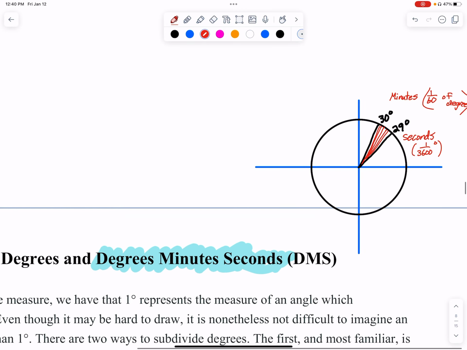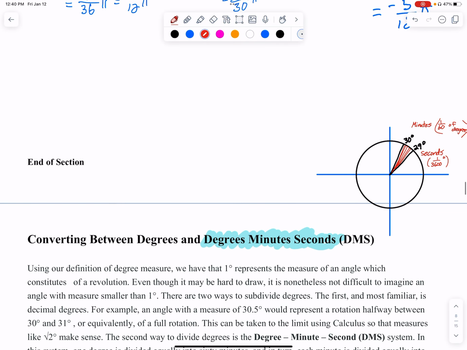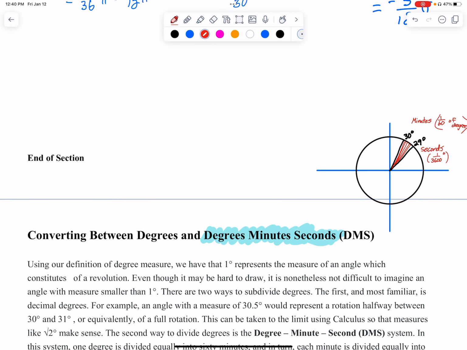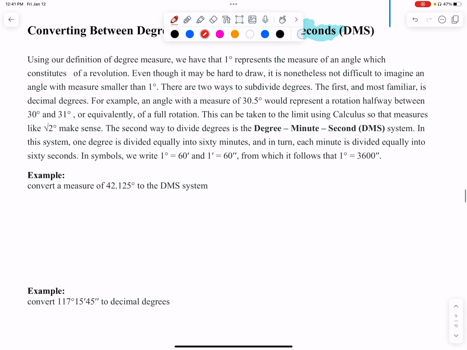Okay, so that's what a minute is. A minute is 1/60th of a degree. A second is 1/60th of a minute, or 1/3600th of a degree. So it splits it down really little. Now, how this is written is like this. If we take a look down here at the bottom, this says 117 degrees, 15 minutes, with the tick mark, and then 45, and then the double tick marks to represent seconds.